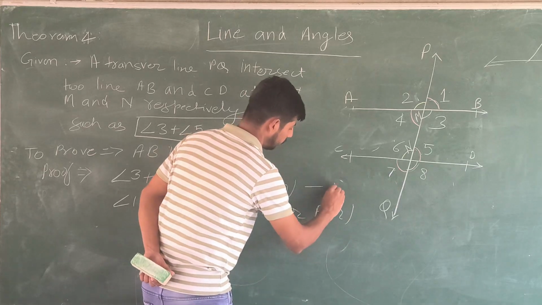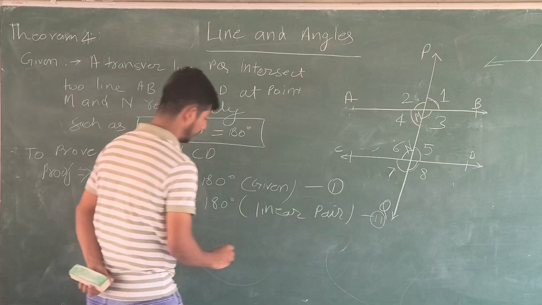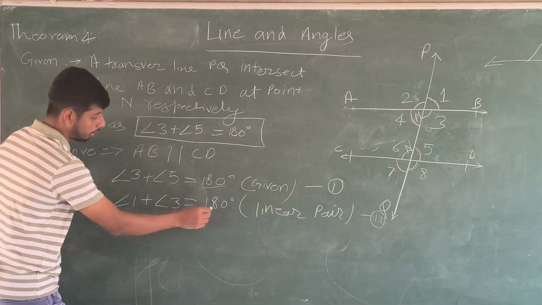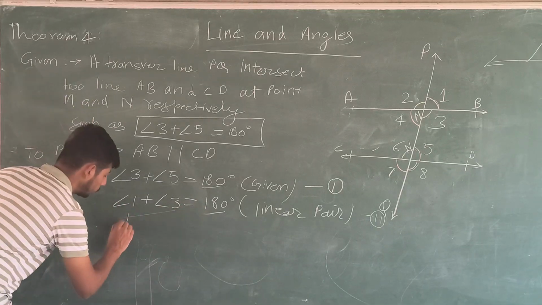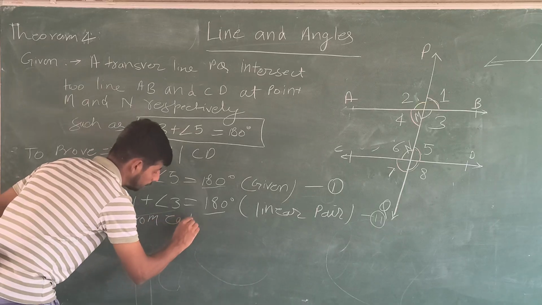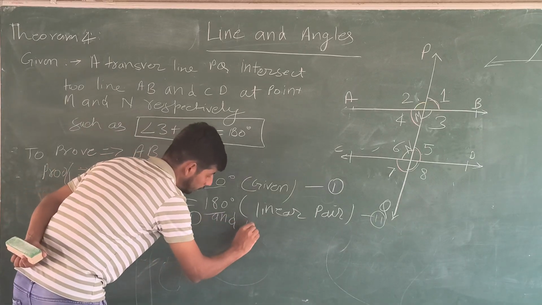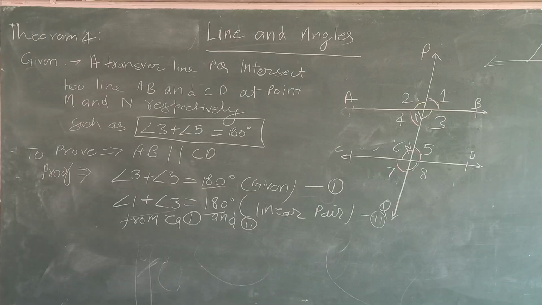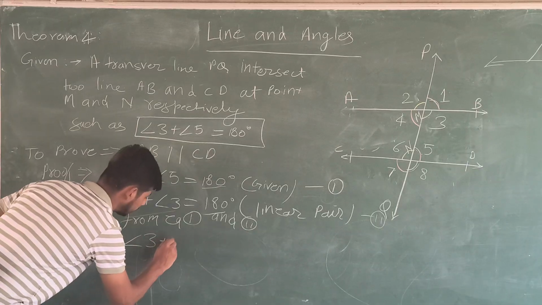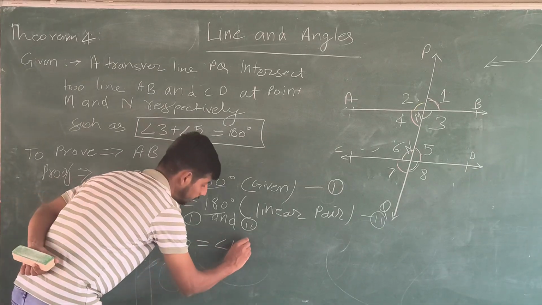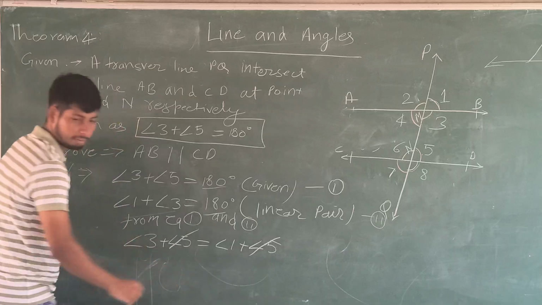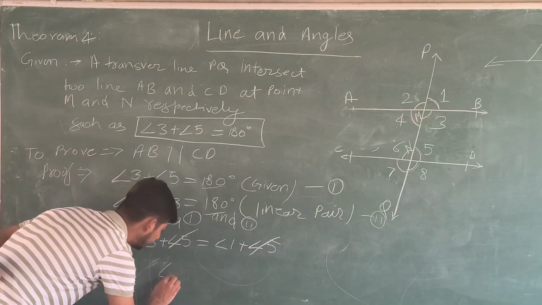Look here. The sum of these two angles is also equal to 180 degrees, and the sum of these two angles is also 180 degrees. So from equation 1 and 2 we can write angle 3 plus angle 5 is equal to angle 1 plus angle 3, because both are equal to 180. So angle 3 and angle 3 can be cancelled out.